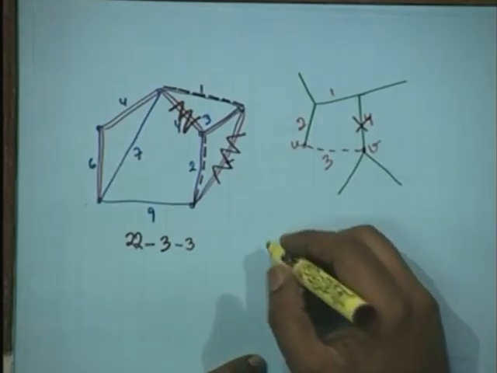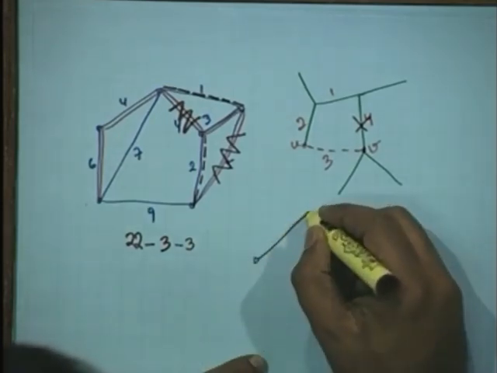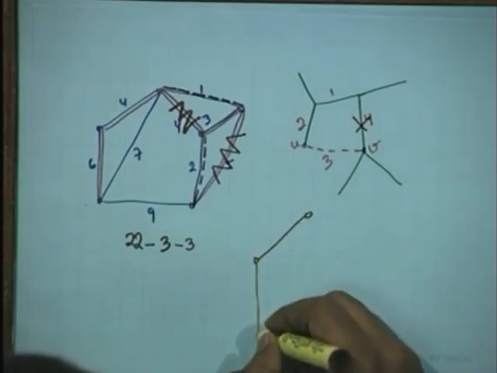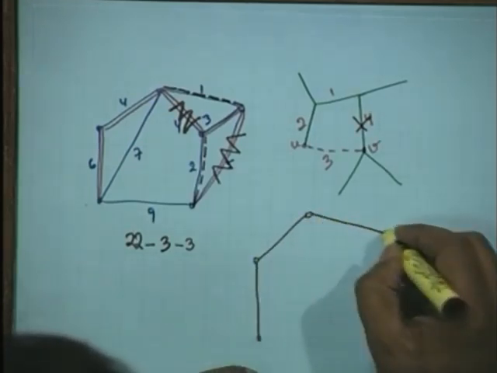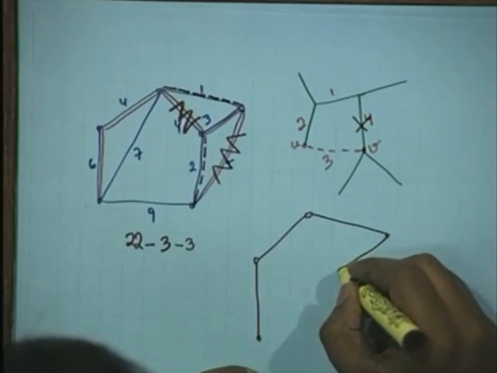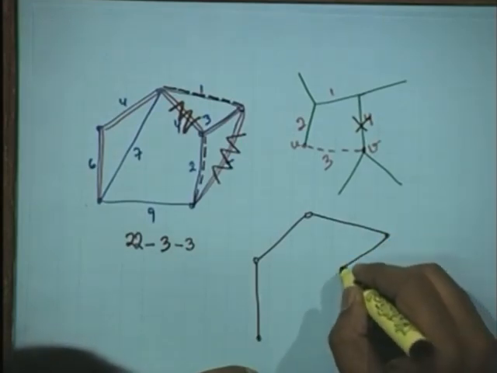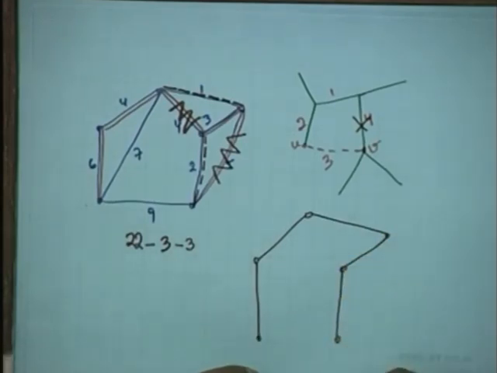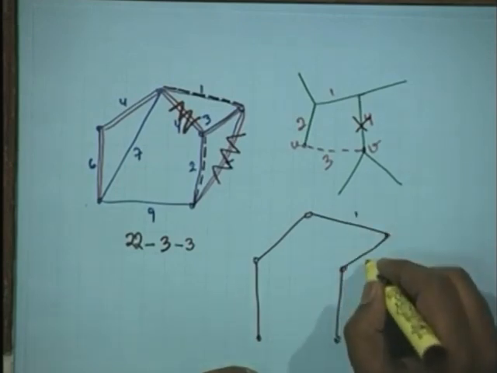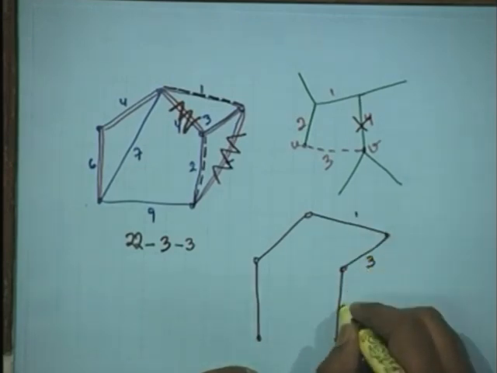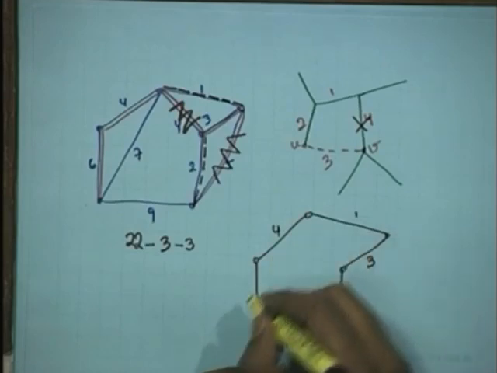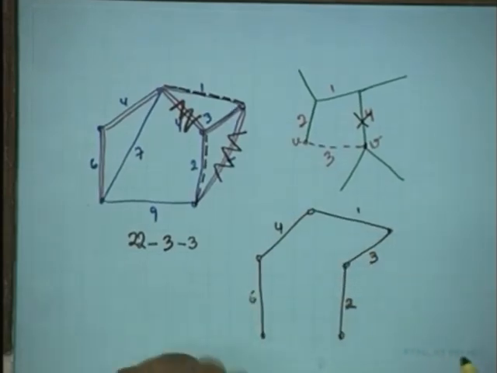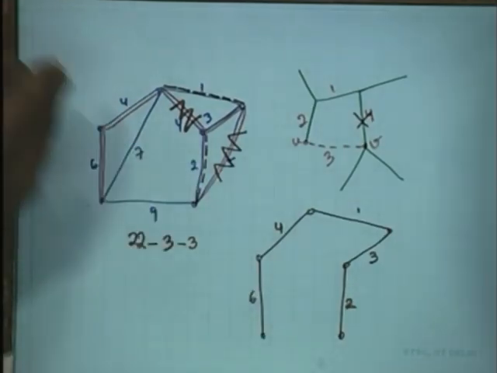Right? So the tree that I have at this point is this tree I have now. This is edge length 1, this is 3, this is 2, this is 4, this is 6. Would it make sense to include some other edge and try and repeat the process?